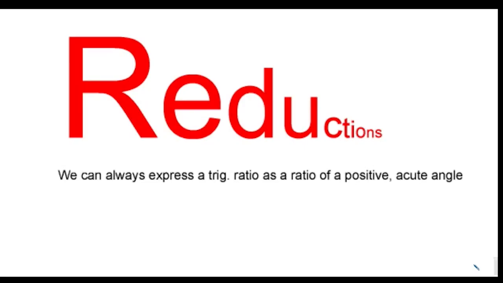We're going to look at the concept of reductions, and what that means is to actually take a trig ratio and express it as a ratio of a positive acute angle. First, let's just take a quick look at how this works.